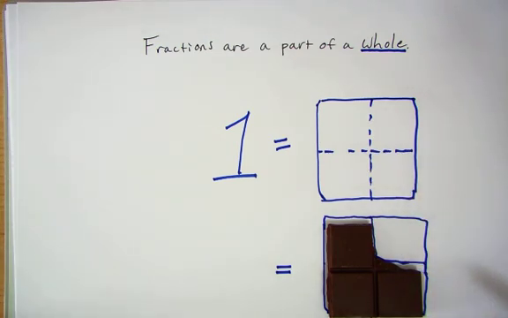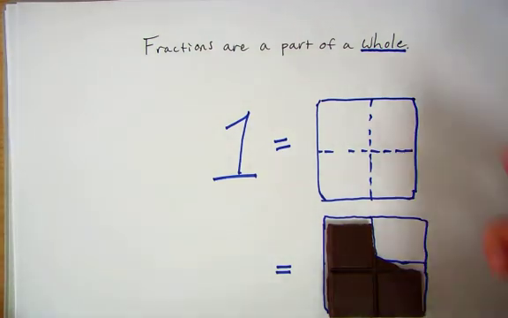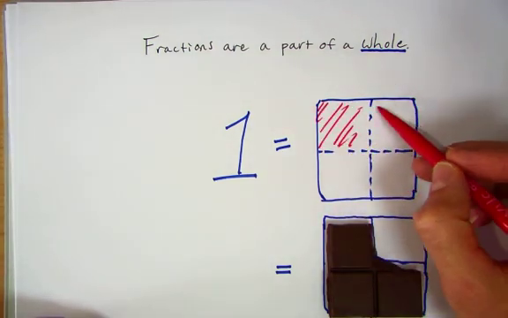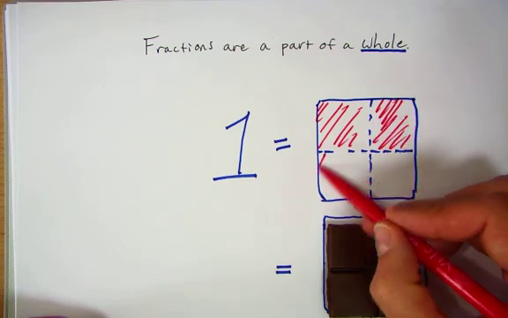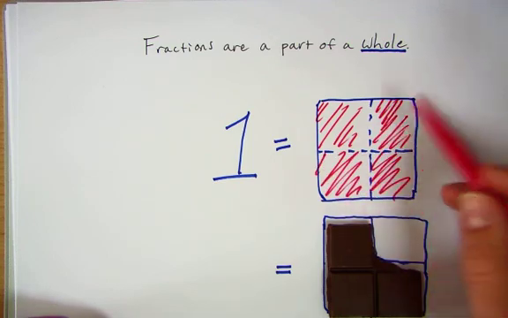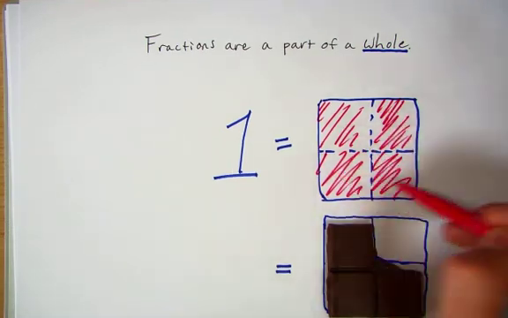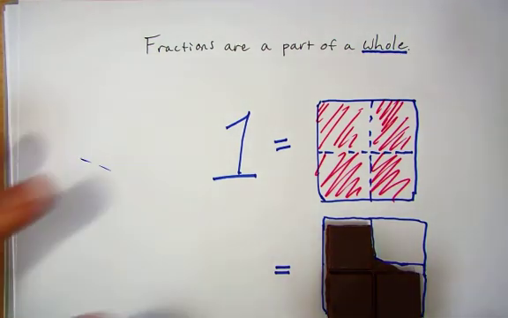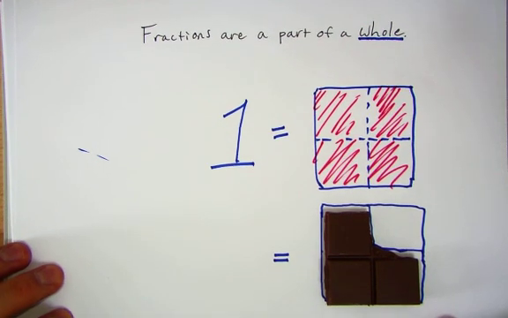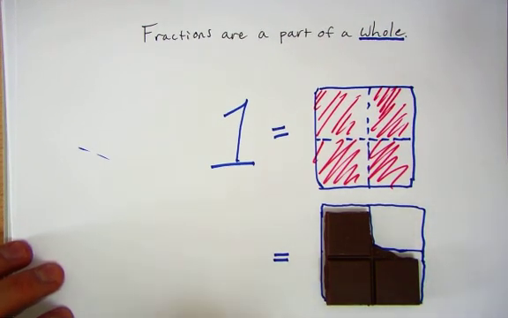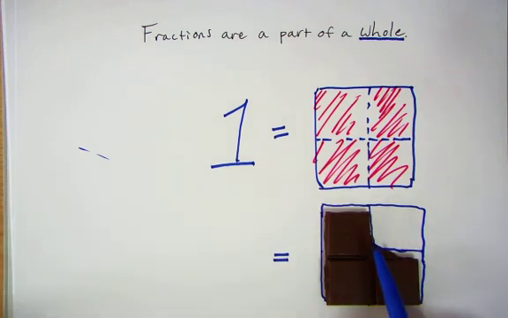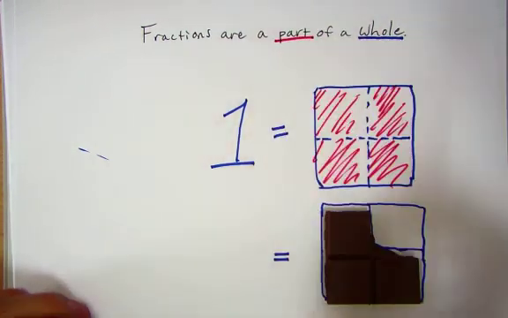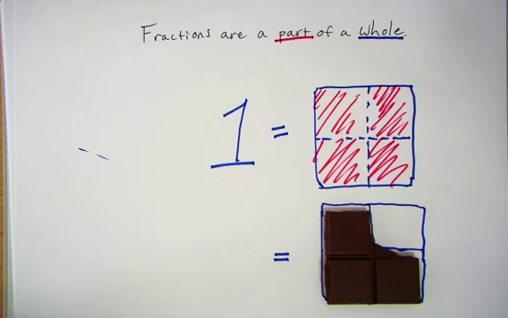Mr. Manley ate one of those parts. So I'm going to shade this in, indicating that I had, past tense, four equal parts. And since I had those four equal parts, I had one whole chocolate bar. But now, since I was hungry, I ate a part. I just ate a part of that chocolate bar. Now, how many parts of the whole chocolate bar do I have?